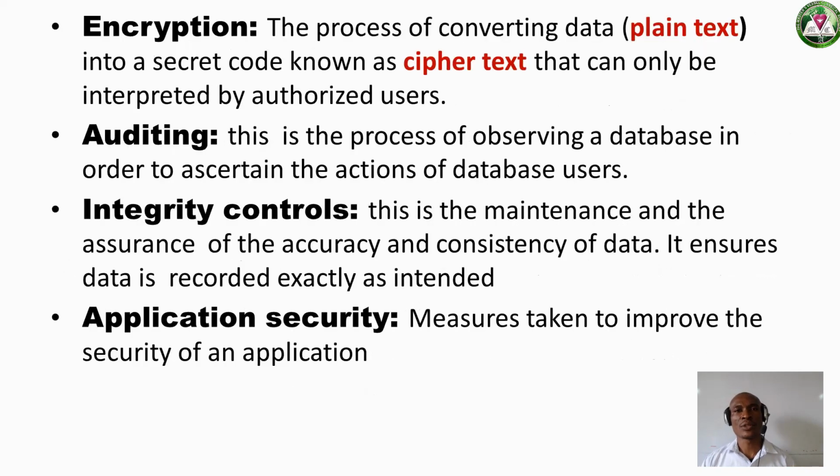The next one is encryption. Encryption is a process of converting data, that is plain text, into a secret code known as ciphertext that can only be interpreted by authorized users. So in this case, the plain text is converted to a secret code that only an authorized person can interpret, and probably, if need be, convert it back to plain text. So it's a security control measure.